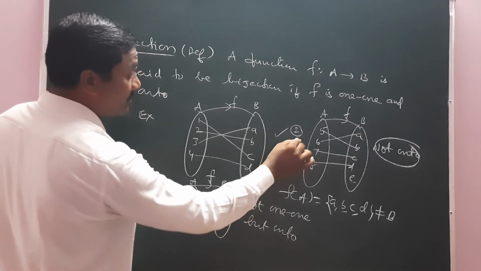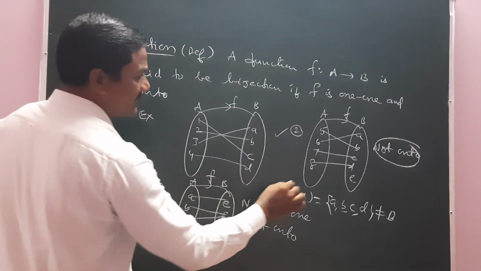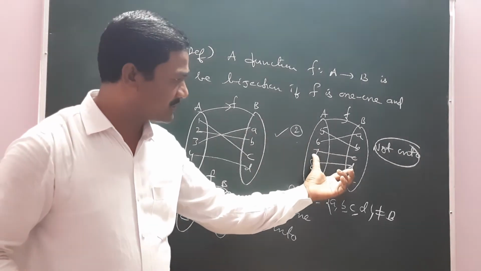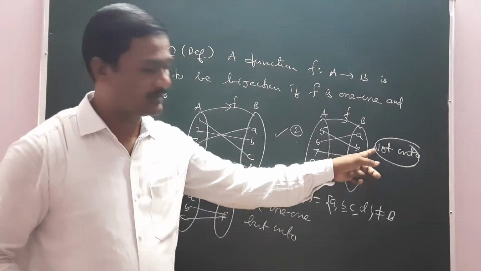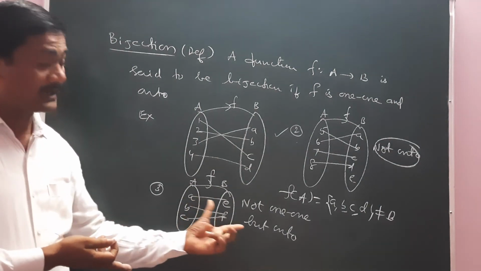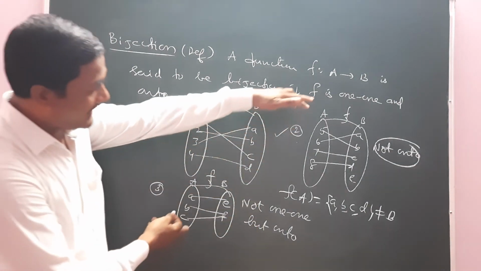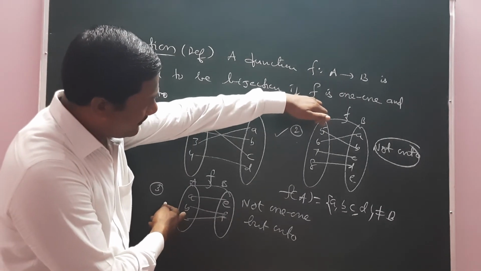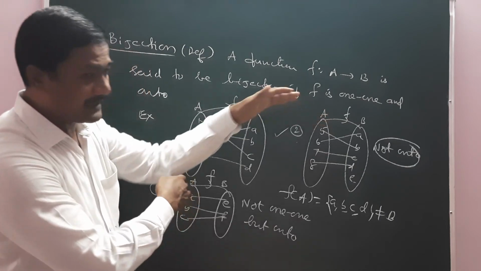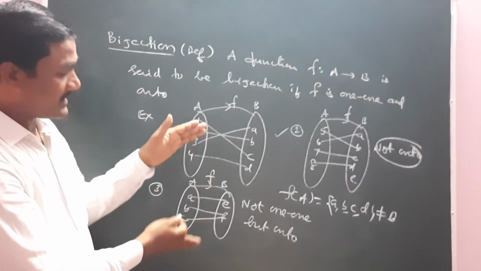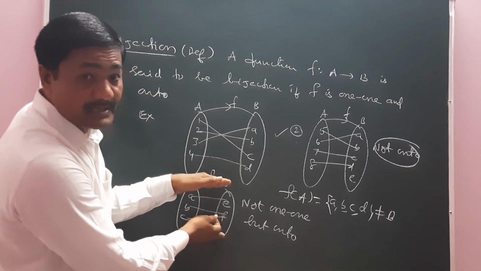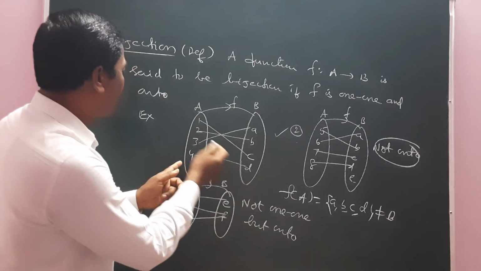So example 2 and example 3 are not bijections. Example 2 is 1-1 but not onto. Example 3 is not 1-1 but onto. Therefore, by conclusion from examples 2 and 3, whenever there exists a bijective function, the number of elements in A is always equal to the number of elements in B only. That exists in example 1 only.